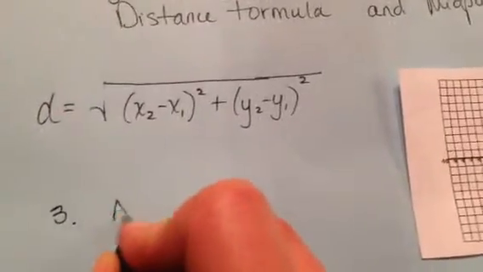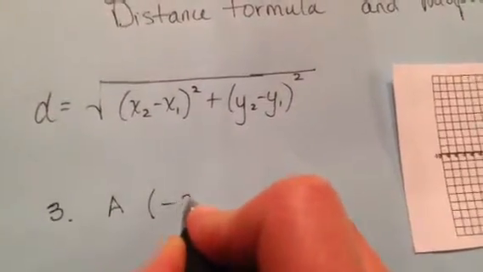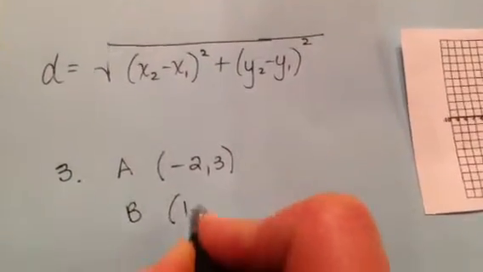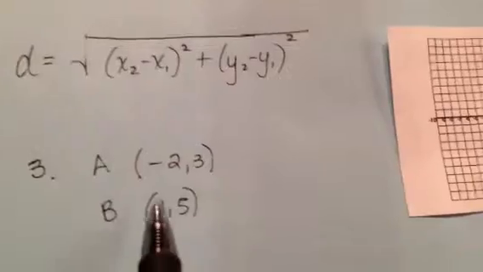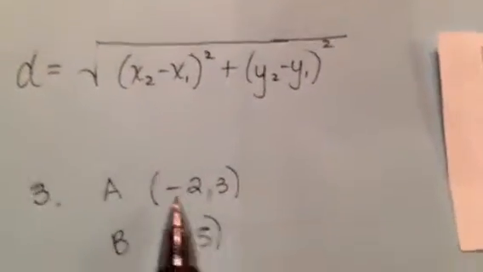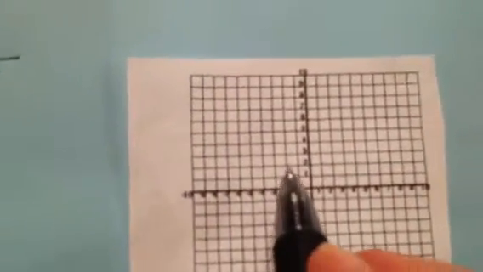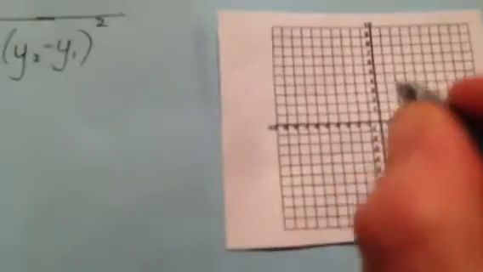they give you these 2 points. They tell you that A is negative 2, 3, and they tell you B is 1, 5. Okay, so let's go ahead and just for a good review, let's go ahead and plot these. Remember this point right here, negative 2, 3, you're going to go from the center, you're going to go left 2 and then up 3. So you should be right there.